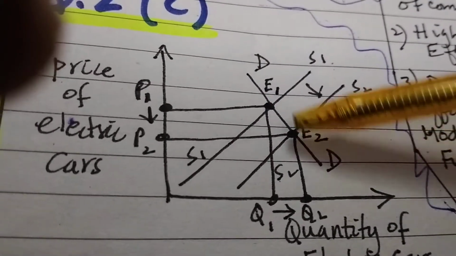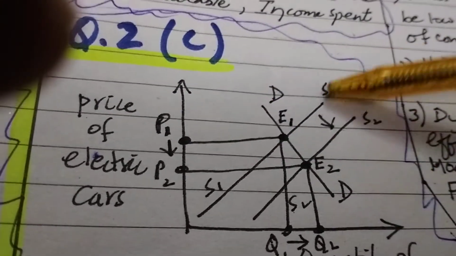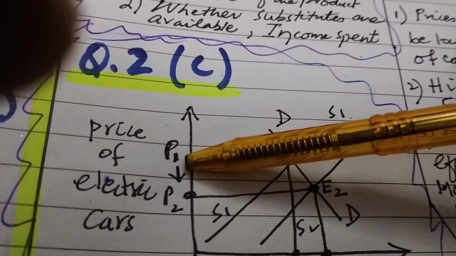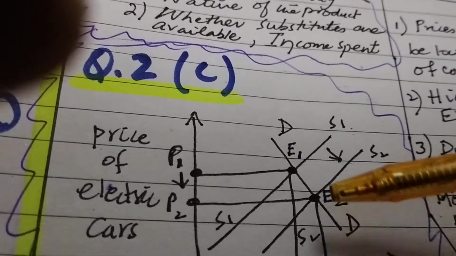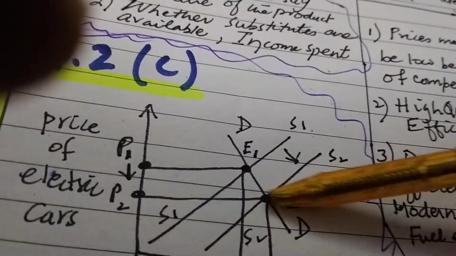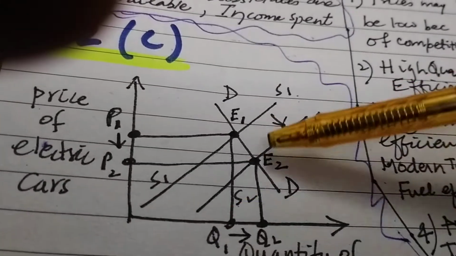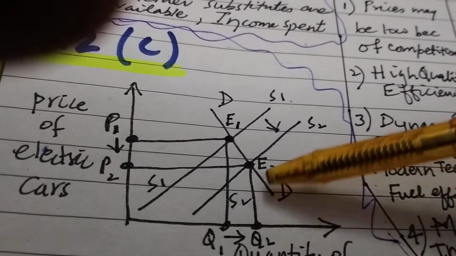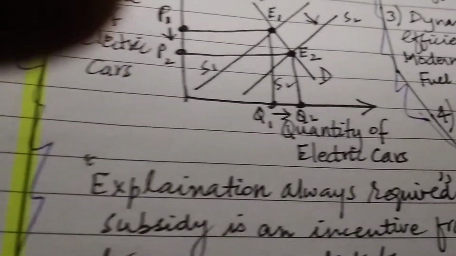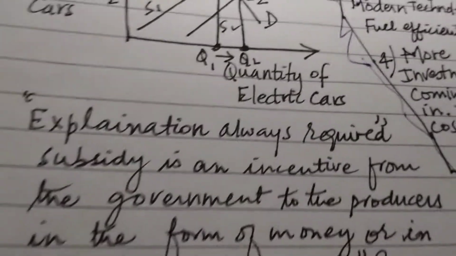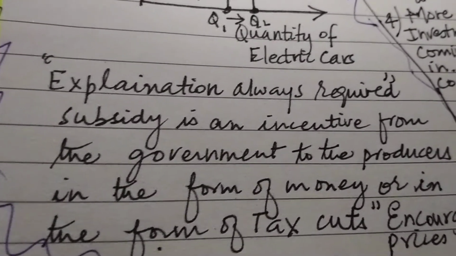This is your new equilibrium, and the point of intersection between demand and S1 will be P1. The intersection between S2 and demand will be your P2. So relative to P1, this is your Q1, and this is your Q2 relative to S2 and the demand. Obviously, explanation is always required in a demand supply diagram, it carries marks.